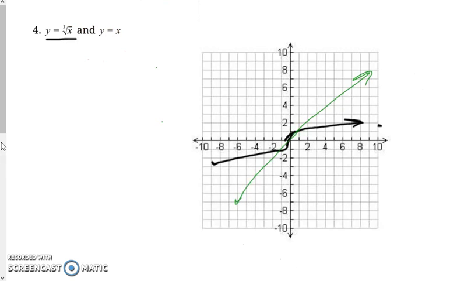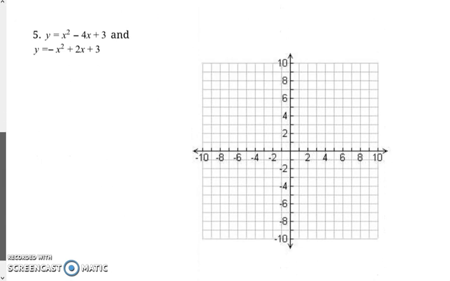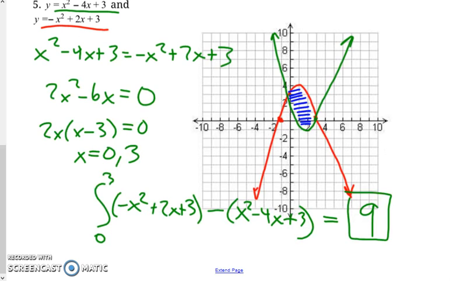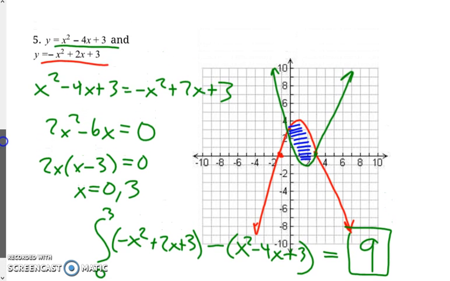Okay. I want you to leave number 4. We'll talk about it together on Monday. But I want you to go ahead and try number 5 now. So pause the video, try number 5, and then unpause, and we'll go over the answer. So go ahead and pause and try it. Okay. So your final answer you should get is 9.